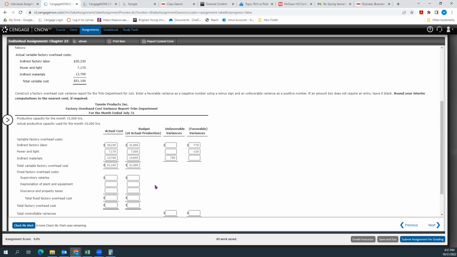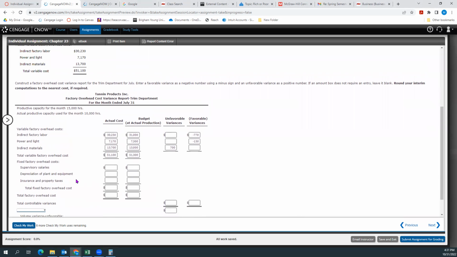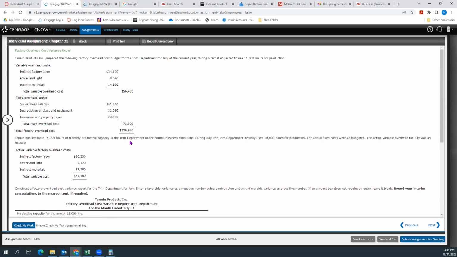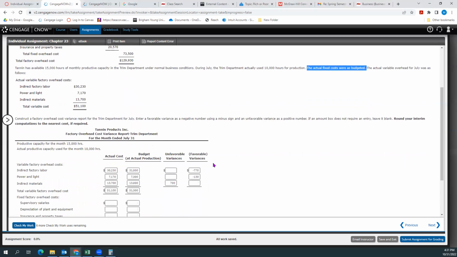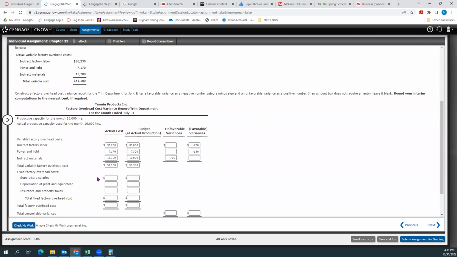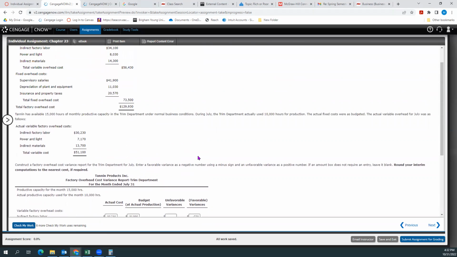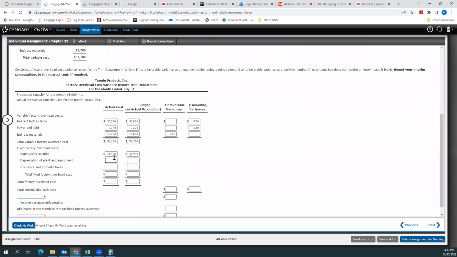So now we're going to get down into our fixed factory overhead costs. Our supervisory salaries, what did it tell us up here in the instructions? Overhead, enter favorable variances. Oh, here we go. The actual fixed costs were as budgeted. Okay, so that's cool. So we'll say the supervisory salaries, 41,900 was the actual cost, and 41,900 was what the budget should have been.